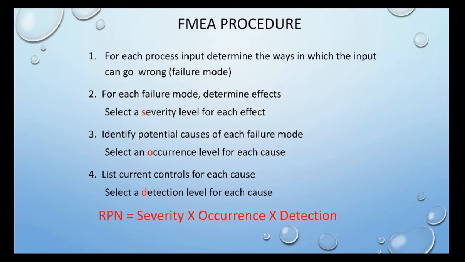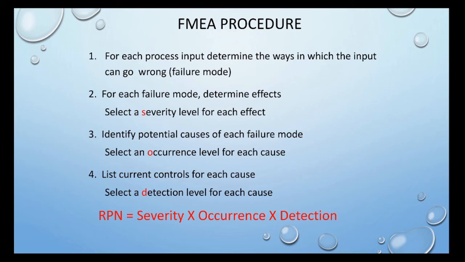Right. In this slide, we are going to discuss the FMEA procedure, how it can be carried out in an organization. The first step is, for each process input, determine the ways in which the input can go wrong. That's what we call a failure mode. Whatever input you enter into organizational operations, you determine the ways in which this particular input can go wrong.